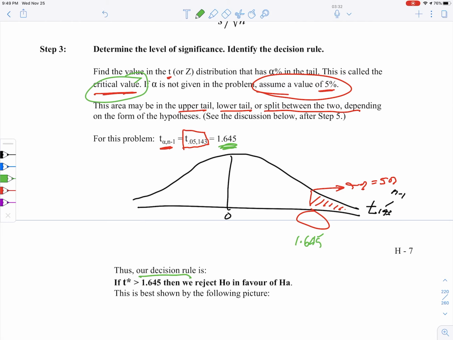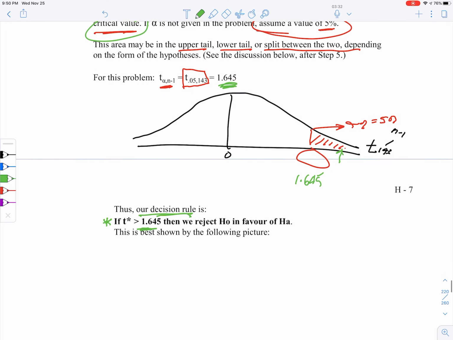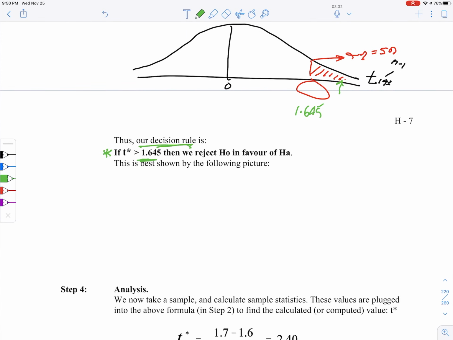Our decision rule is this, that when we figure out our T star formula, if the T star value turns out to be greater than 1.645, then it means it falls in this upper tail here, so it's in the critical region or the rejection region. And so we would reject H0 in favor of HA. So this is what we call our decision rule. If the computed T star is greater than 1.645, which is our critical value, then we reject H0 in favor of HA.